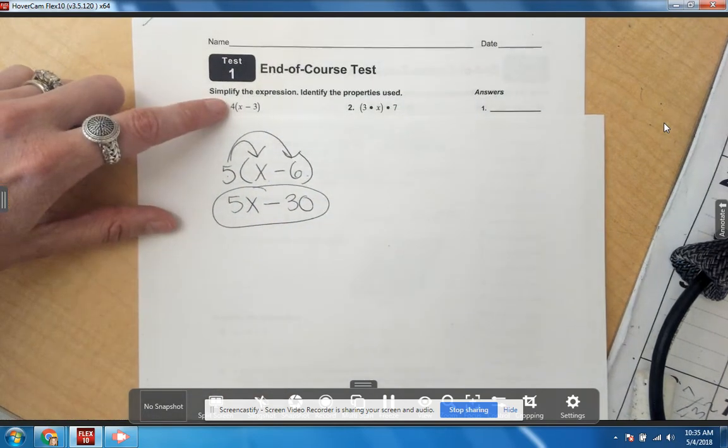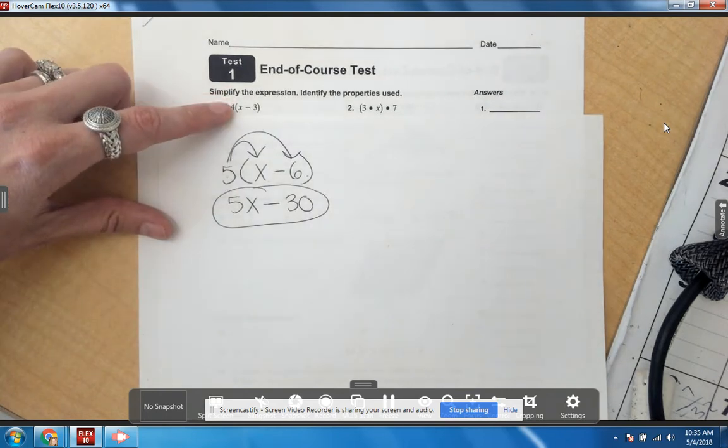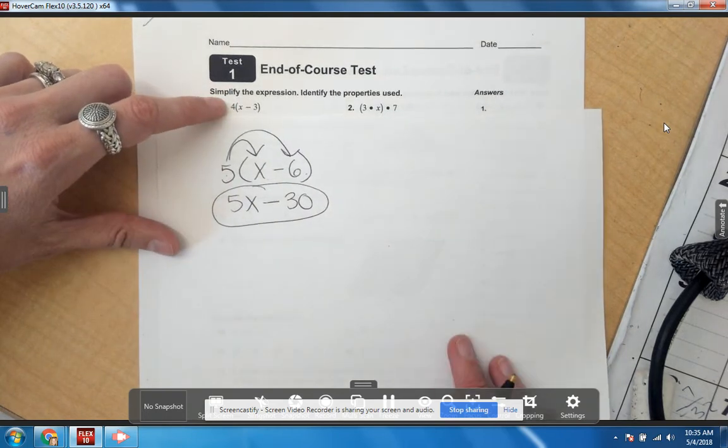So you try this one now the same exact way I tried this one. So pause and try that one. This is the distributive property.